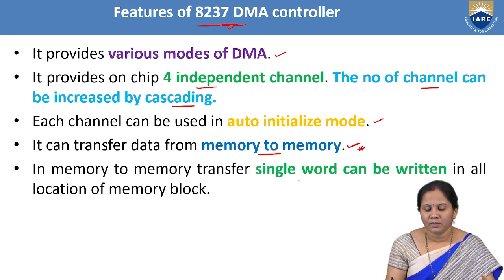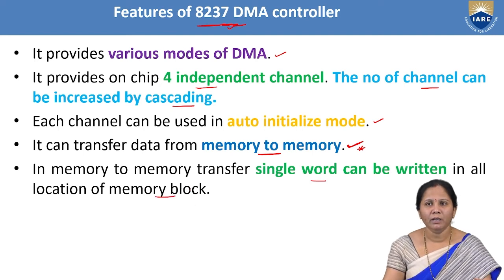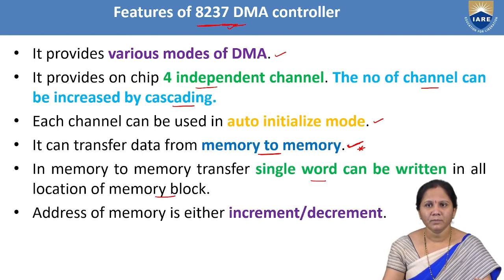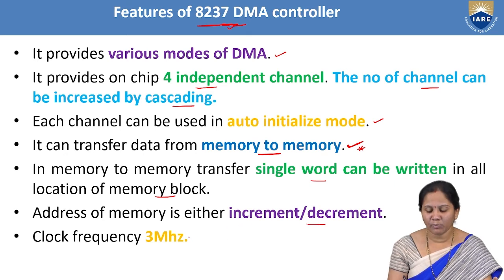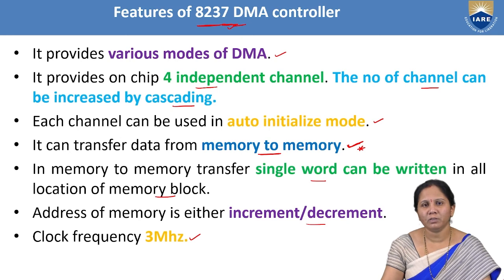Now, while transferring the data from memory to memory, a single word can be written in all the locations of the memory block. So the address of the memory can be either incremented or decremented. And similarly, like 8257 DMA controller, for 8237 DMA controller also, the maximum clock frequency is 3 MHz only. So for 8257 also, the maximum clock frequency is 3 MHz.